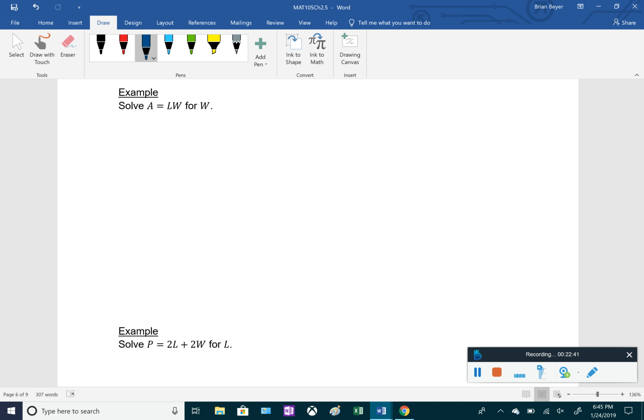So let's solve the formula A equals L times W. So that's area equals length times width. And we're going to solve that for W. So if we are starting with this, solving this for W, this is L times W. So to get W on its own, we have to divide by L. So we're going to get W equals A divided by L.